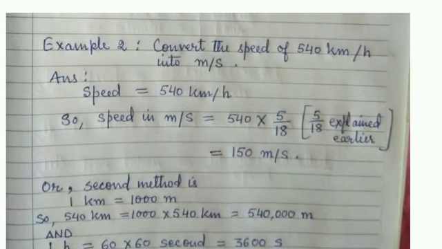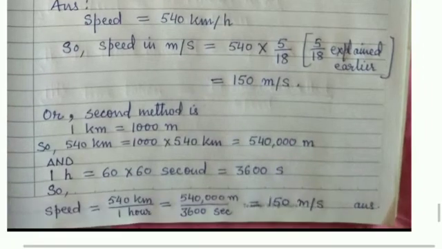So speed in meter per second will be 540 into 5 by 18. 5 by 18, we have just learned how it came. So after dividing, after calculating, 540 into 5 by 18 is equal to 150 meter per second.